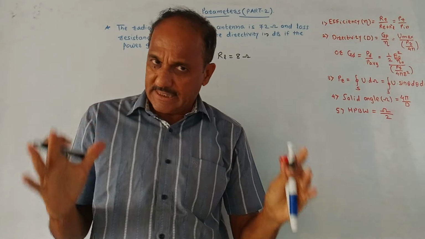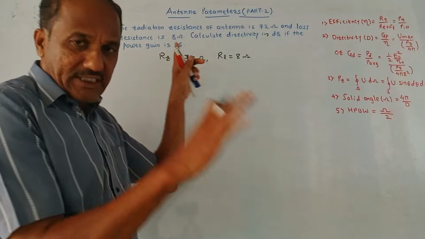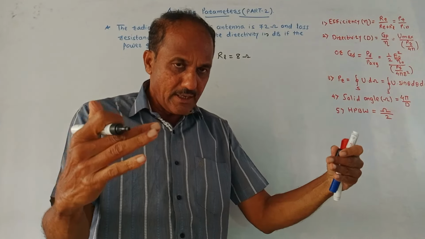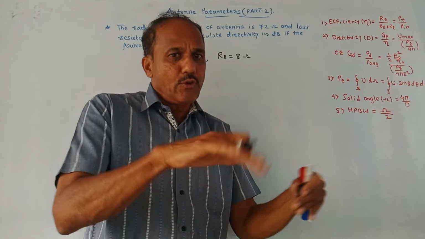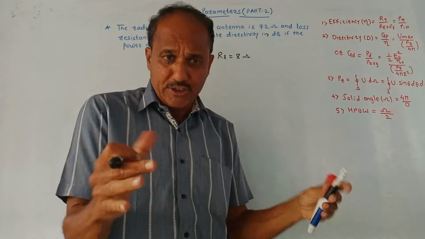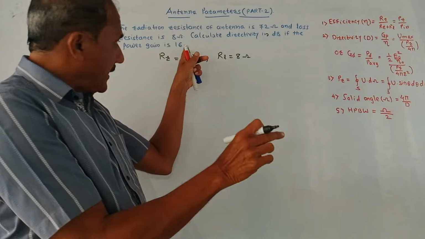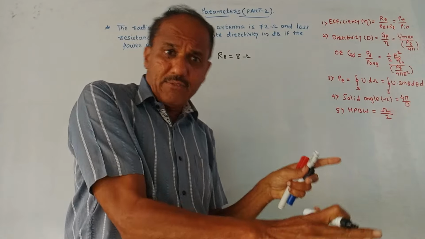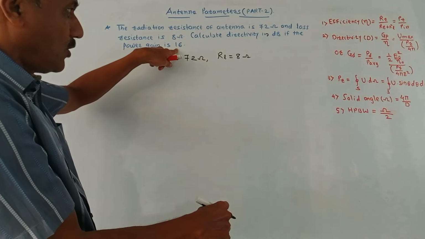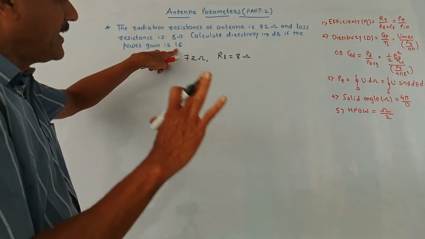Do remember the basic thing. This value is 16. It is not given in dB. If it would have been given in dB, we would have converted it into normal units. Matlab, value agar gain ka dB mein dete ho, to normal unit mein convert karna padta hai. Presently, it is given in normal unit, so we don't have to make any conversion.